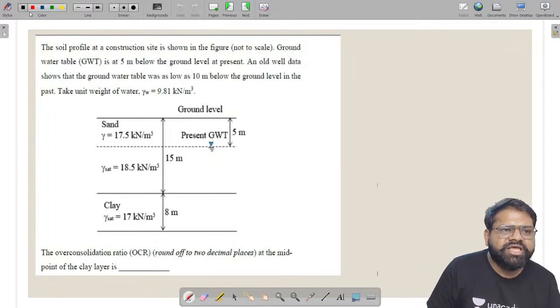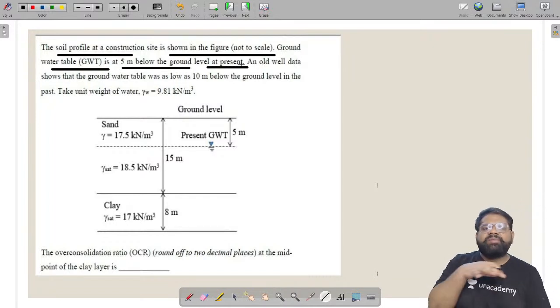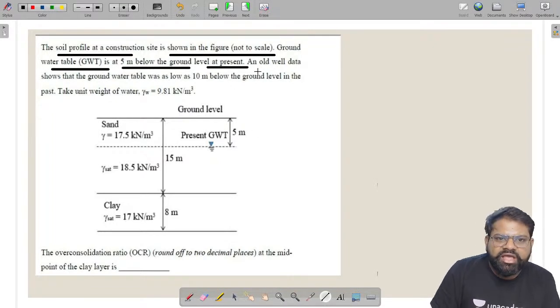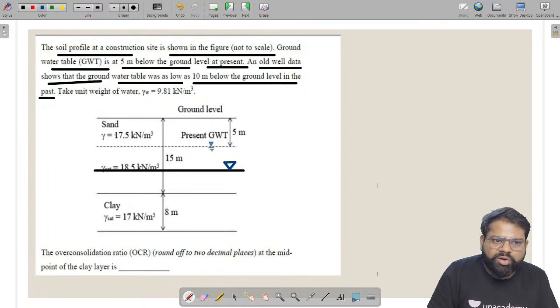Okay, what is this question saying? Just read it. The soil profile at a construction site is shown in the figure. The groundwater table is 5 meter below the ground level at present. At present, the location of the water table is this. An old well data, that shows that the water table was as low as 10 meter below the ground level in the past. So in the past the groundwater table is basically 10 meter below the ground surface. This is the case in the past and this is the case in present.